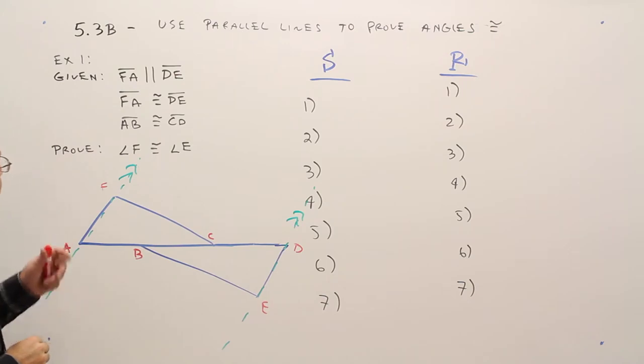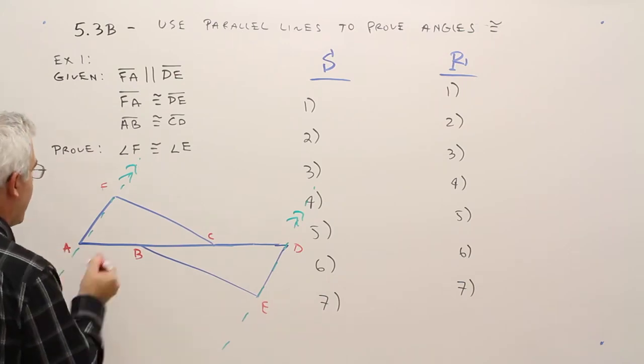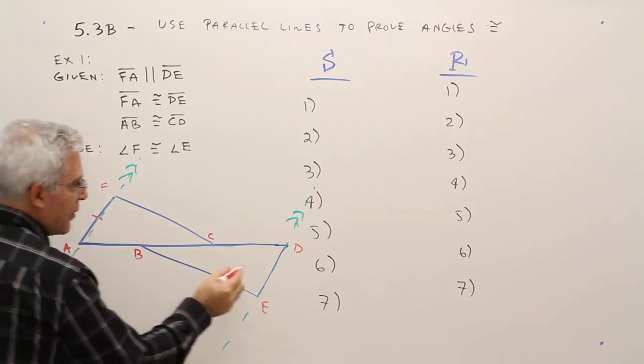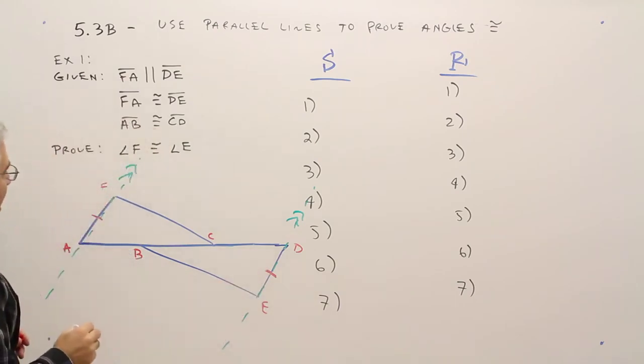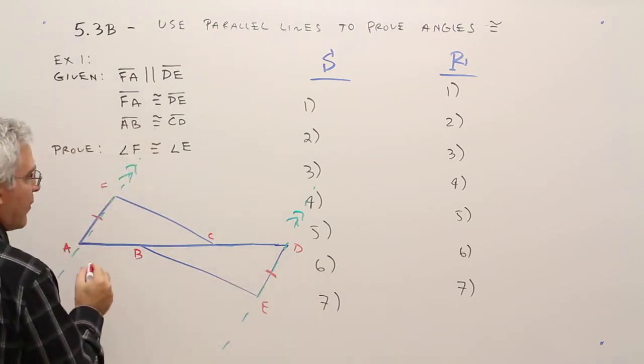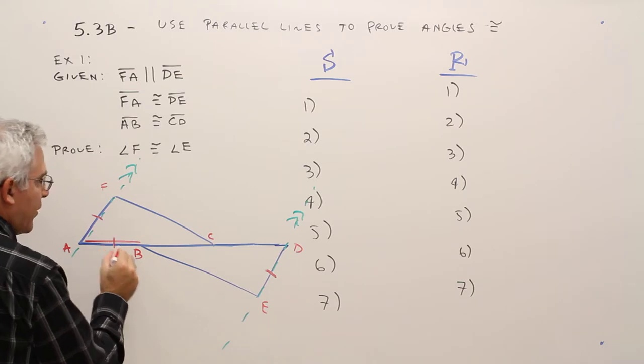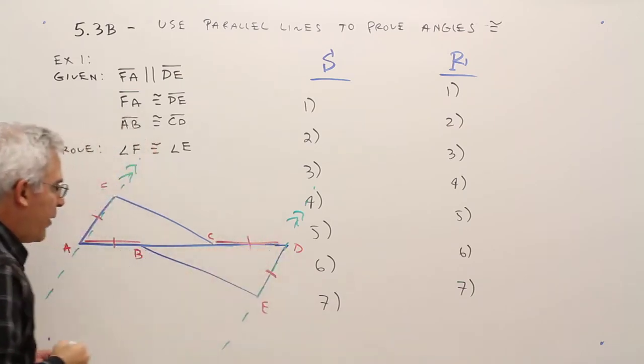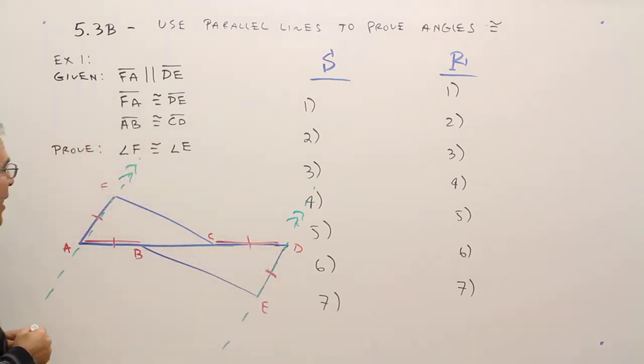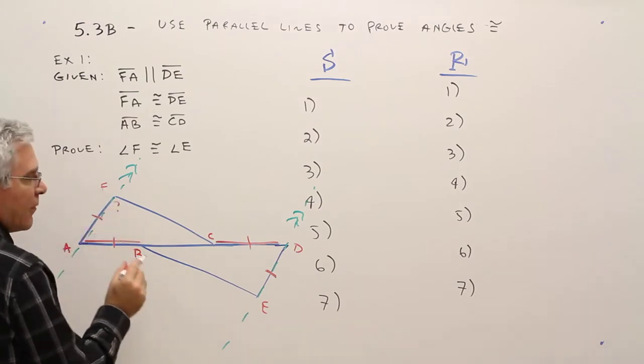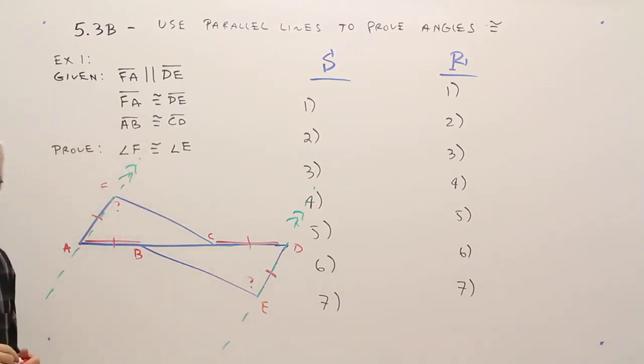Okay. FA is congruent to DE, and AB is congruent to CD. So just this little part here, and just this little part there. And I want to try to get angle F to be congruent to angle E.